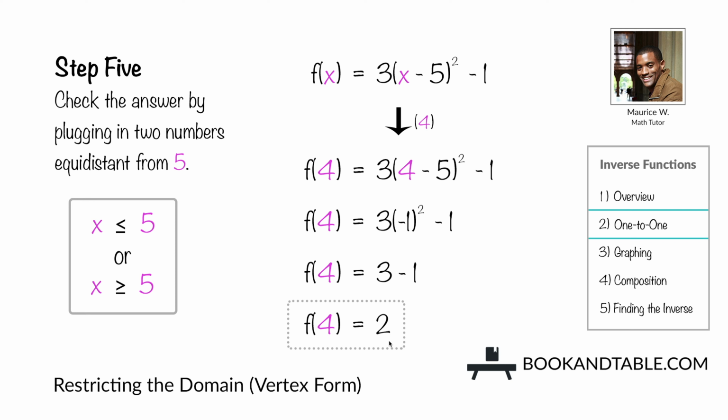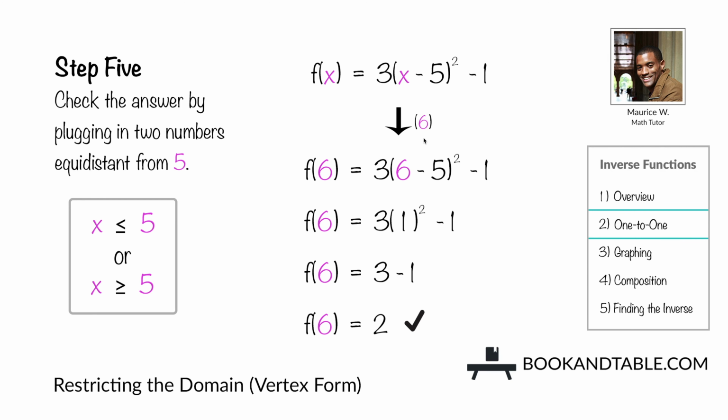So this is the line of symmetry. When we plug in 6, we get 2 as well. So f of 6 is equal to 3 times (6 minus 5). 6 minus 5 would be 1. 1 squared is 1. So 3 times 1 is 3. And 3 minus 1 is 2. So f of 4 was equal to 2, and f of 6 is equal to 2, letting us know that 5 was the line of symmetry.